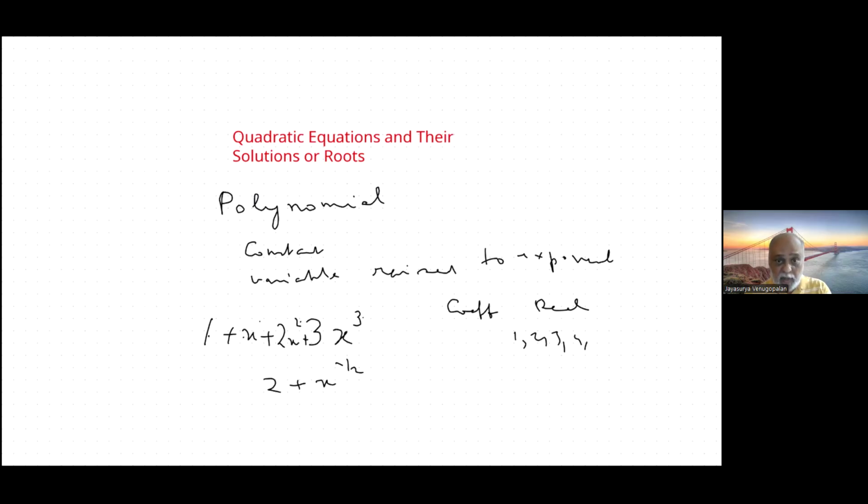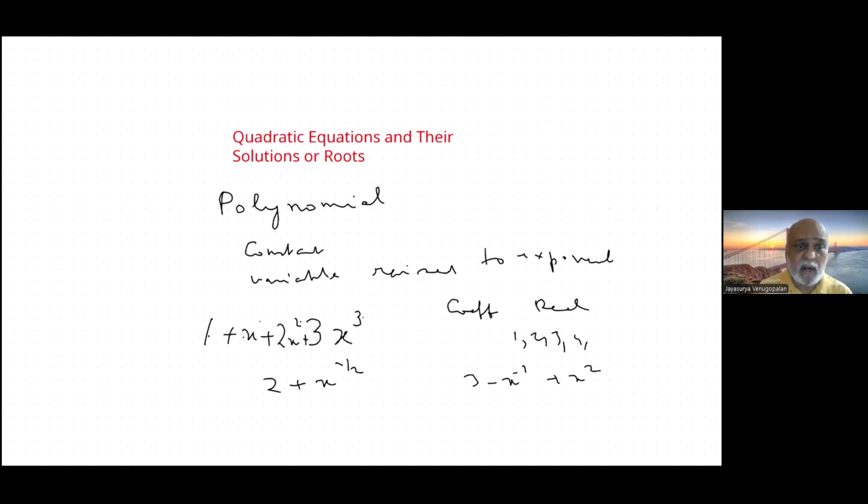Similarly, 3 minus x to the power of minus 1 plus x squared is also not a polynomial expression because you're raising x to the power of minus 1, which is a negative integer. So basically, we have to use integer exponents, and the coefficient can be real, it can be imaginary also, but we are not going to deal with that. And there can be any number of terms which the polynomial can have.